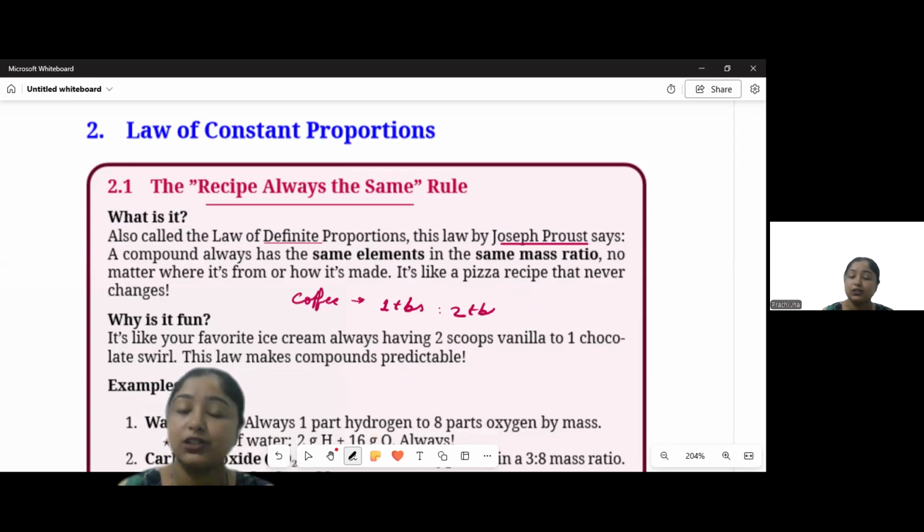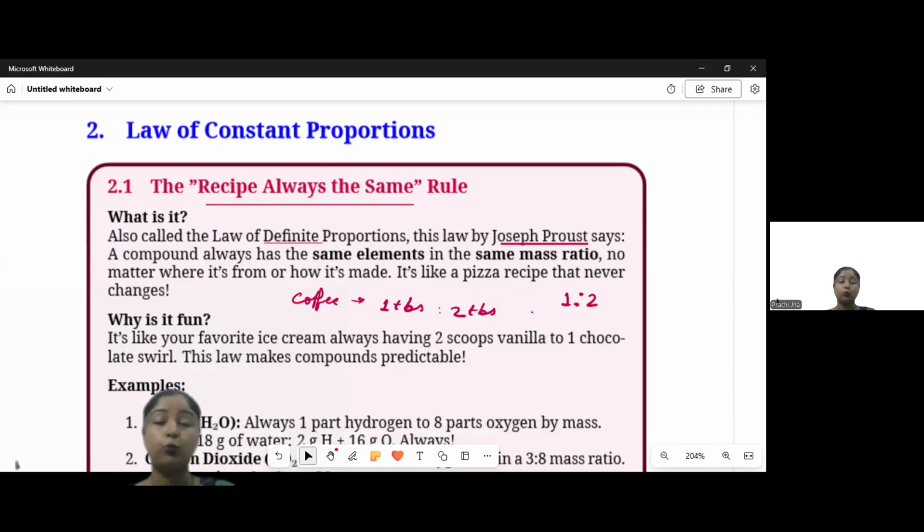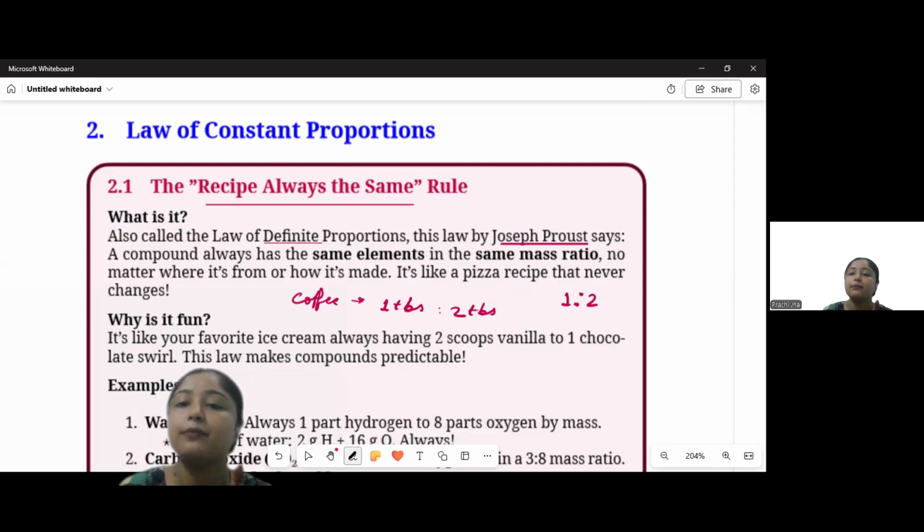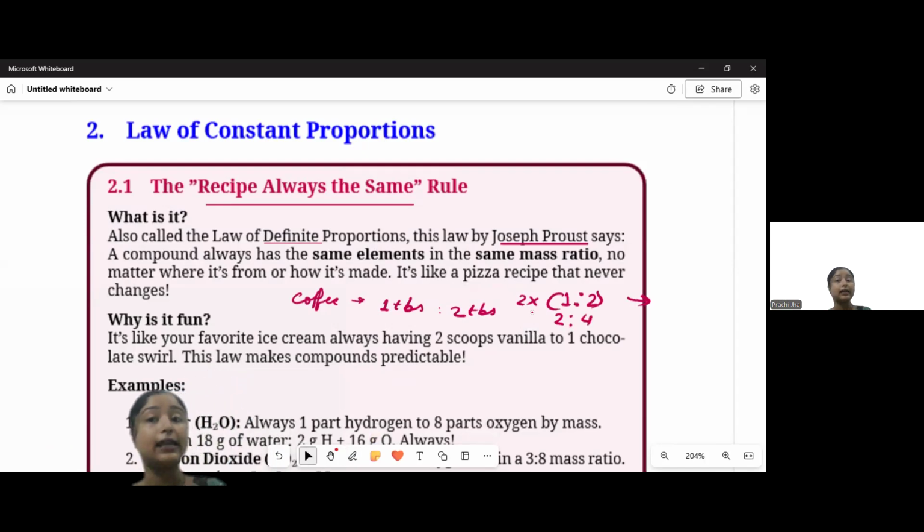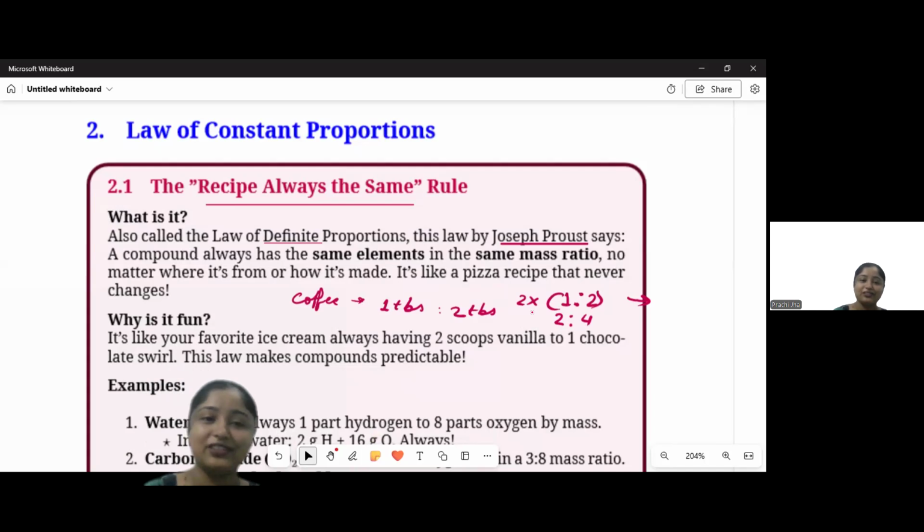The measurement should be the same, right? So this is 1:2, the ratio of sugar to coffee. I like 1:2. This is for one cup. If I'm making 2 cups of coffee, everything will be doubled, so this will become 2 tablespoons of sugar and 4 tablespoons of coffee, right? And I like my coffee this way only, so the recipe never changes for me. That's why the recipe is always the same.